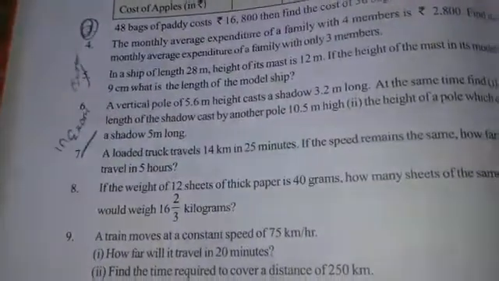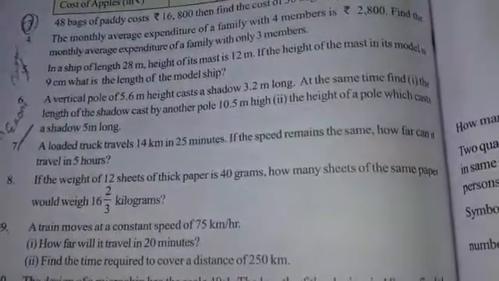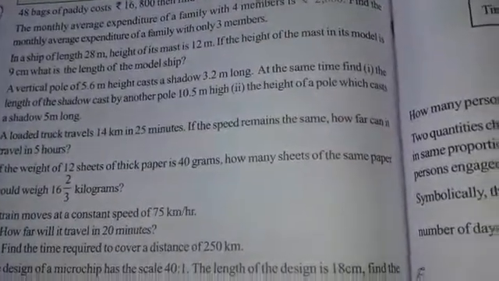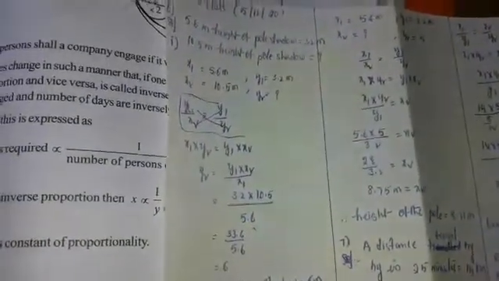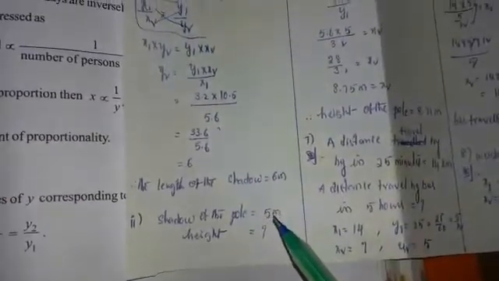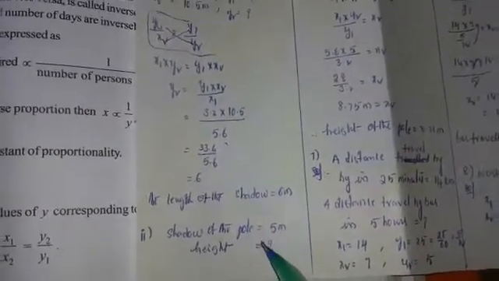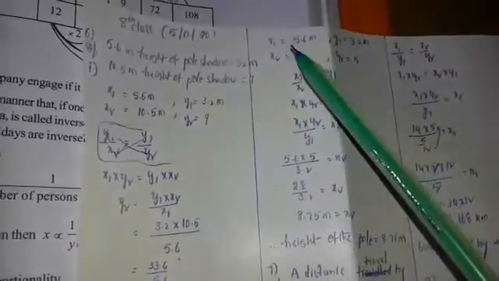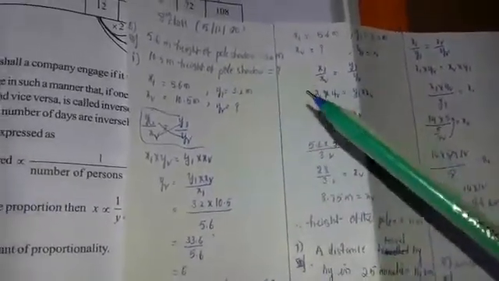Next, the second question in question number 6. The height of the pole which casts a shadow 5 meters long. They are asking what is the height of the pole. The shadow is 5 meters, so it is the second Roman numeral. What was the first question? They gave the height and asked for the shadow. But in the second question, what is the height?